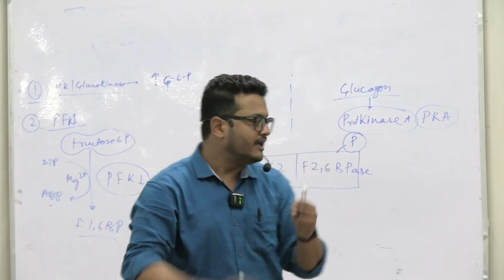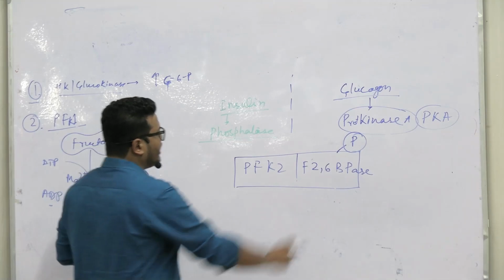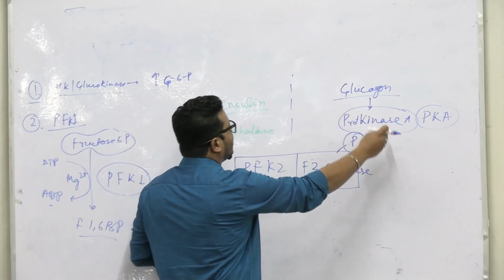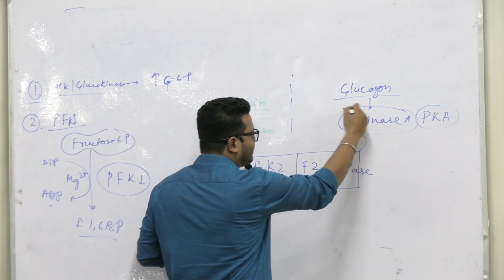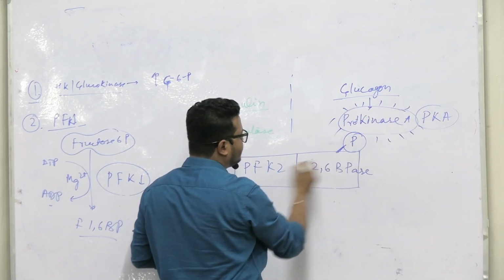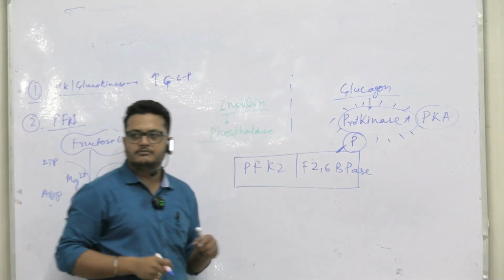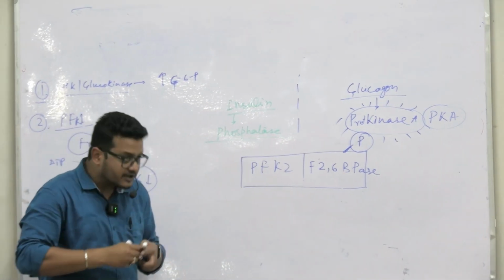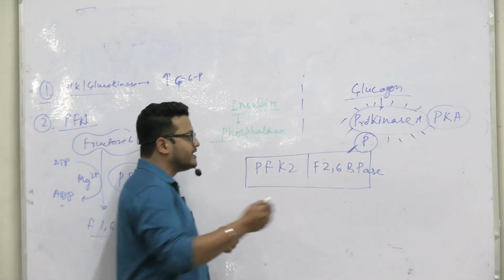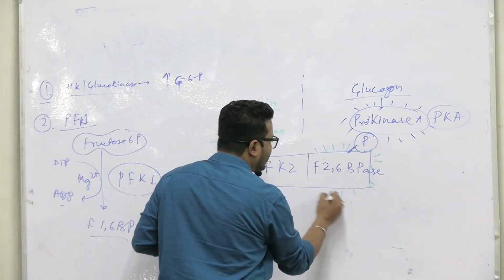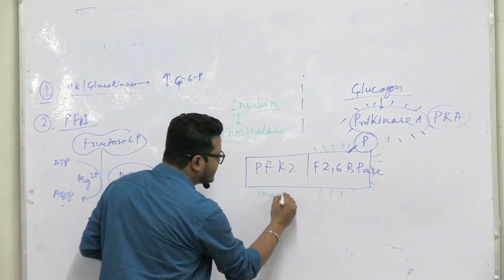Reciprocal. Okay. In that way, when you didn't have food, glucagon was there, protein kinase A was activated, and it causes the attachment of a phosphate group over there on the surface, rooftop. That caused the addition of this phosphate group into this bifunctional enzyme, caused the activation of this enzyme and inactivation of this enzyme.